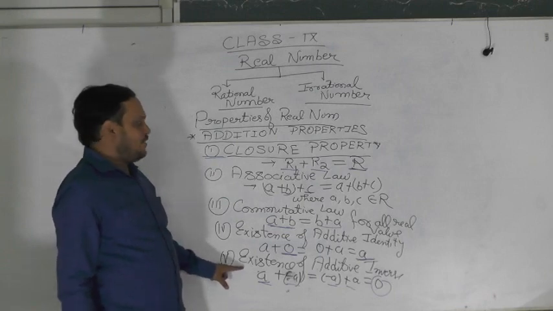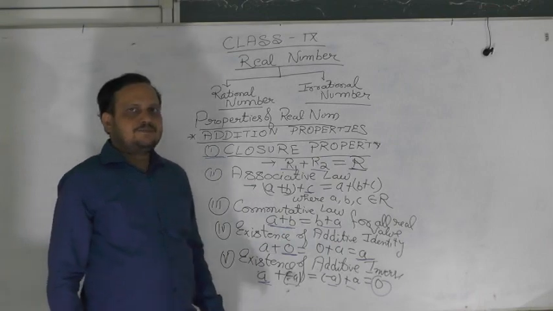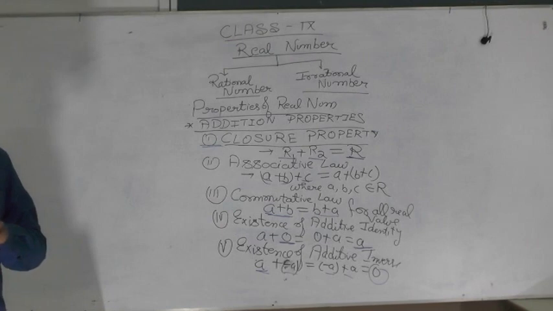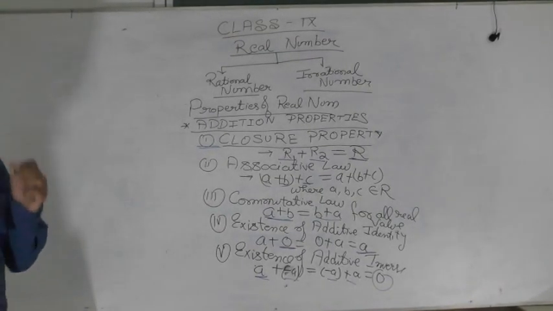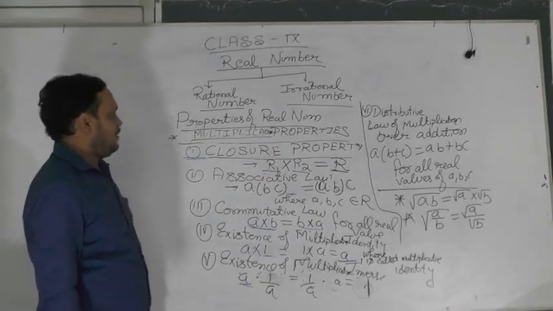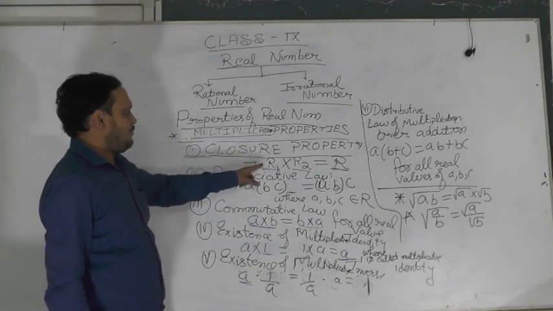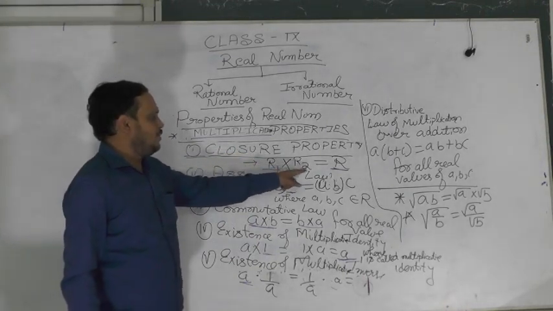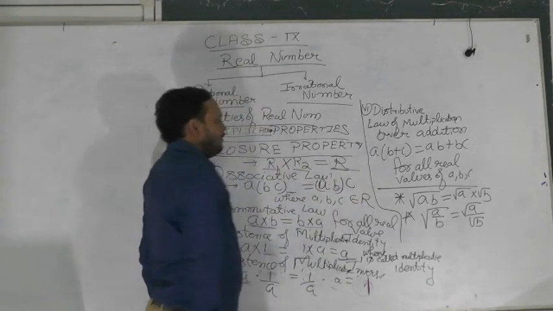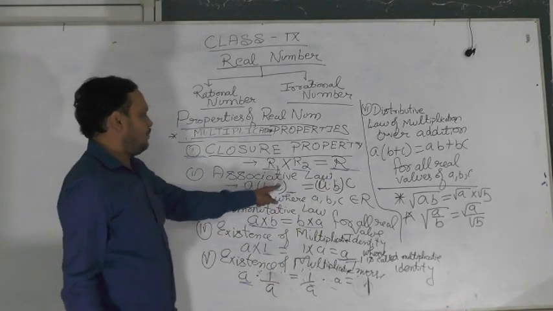Now we will discuss the multiplication properties of real numbers. In the same way, the first one is the closure property. In this property, if two real numbers R1 and R2 are multiplied, then the resultant will also be a real number. In the same way, the associative law.